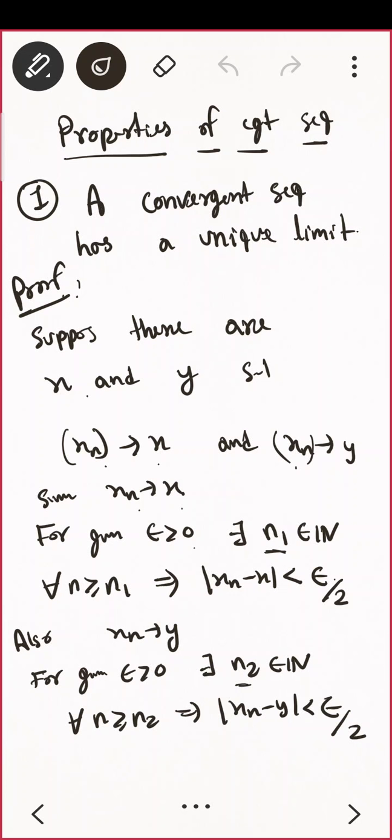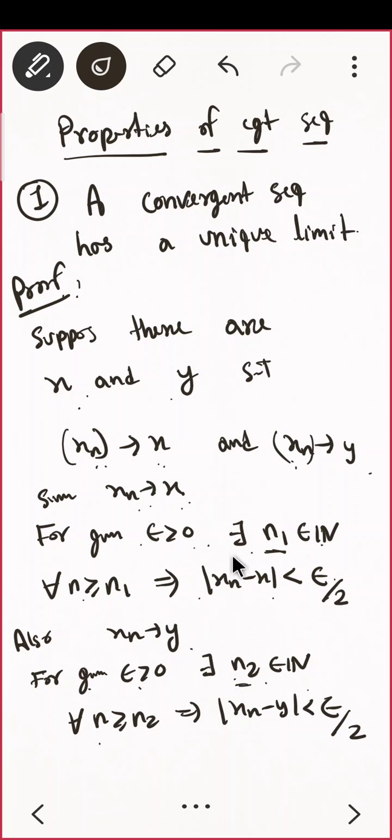Let us go back once again and see. Suppose there are x and y such that xn converges to x and xn converges to y. Since xn converges to x, what is the definition? For given epsilon positive, there exists n1 belonging to natural numbers such that for all n greater than or equal to n1, mod of xn minus x is less than epsilon by 2. Also xn converges to y, that means for given epsilon positive there exists n2 belonging to natural numbers such that for all n greater than or equal to n2 you have this condition.